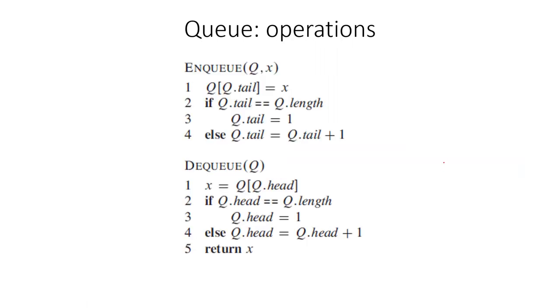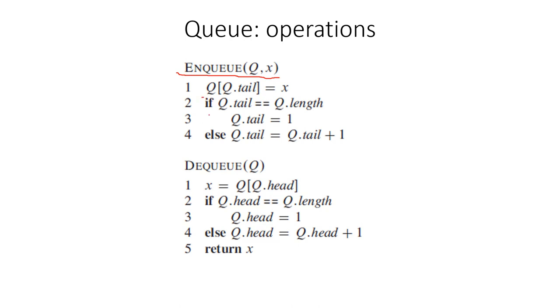And here are the operations of the queue. The first one is enqueue. Enqueue means that we insert elements into our queue. So first of all, we take the tail.